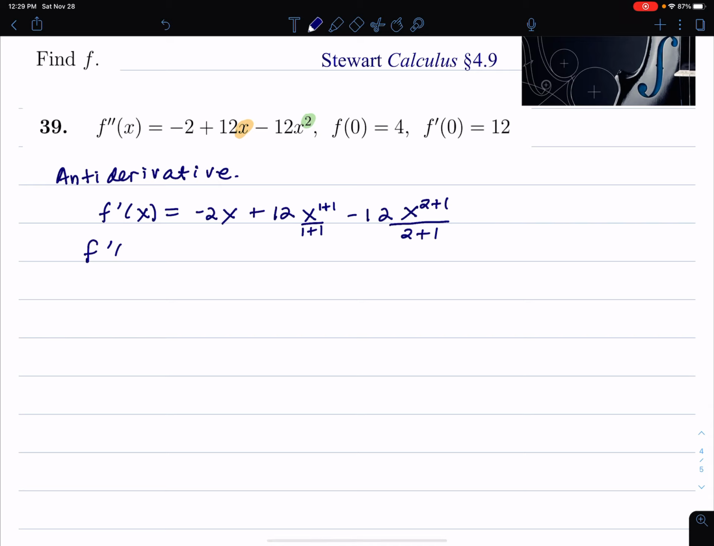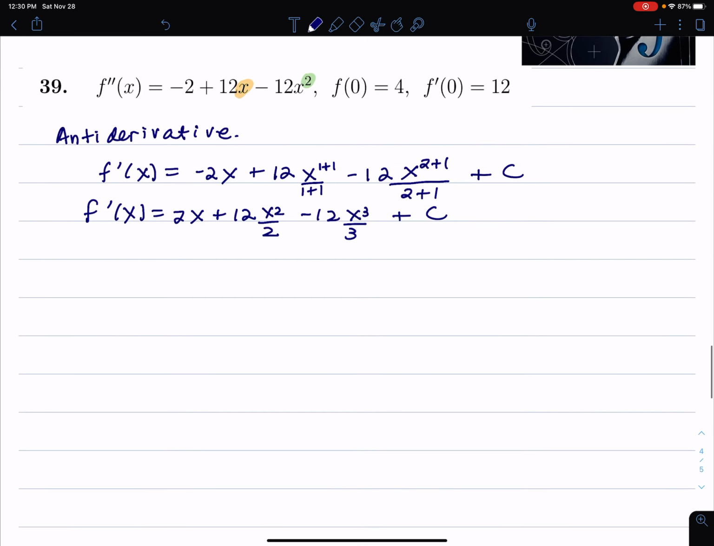But as you can see, you would probably want to do that in your head instead of showing all that, because it's easy to add those numbers in your head. It takes up a fair amount of space. And then also I forgot to add plus c, which is super important. So I sort of blew it there, but I fixed it. Okay, and then I'll just simplify that a little bit: 2x plus 6x squared minus 4x cubed plus c.